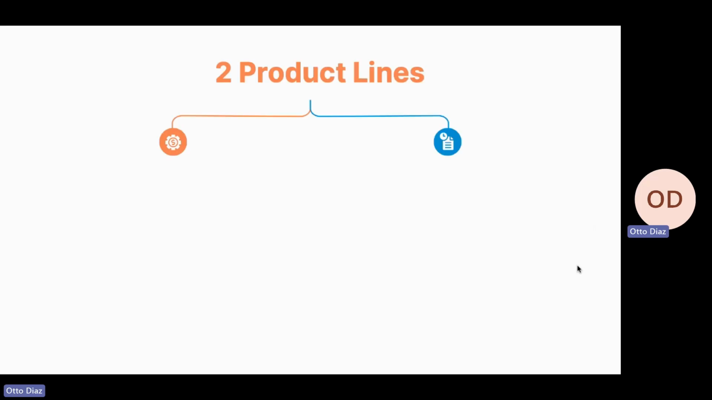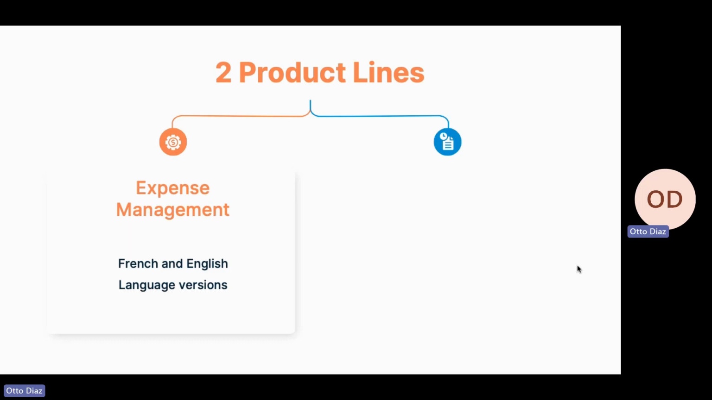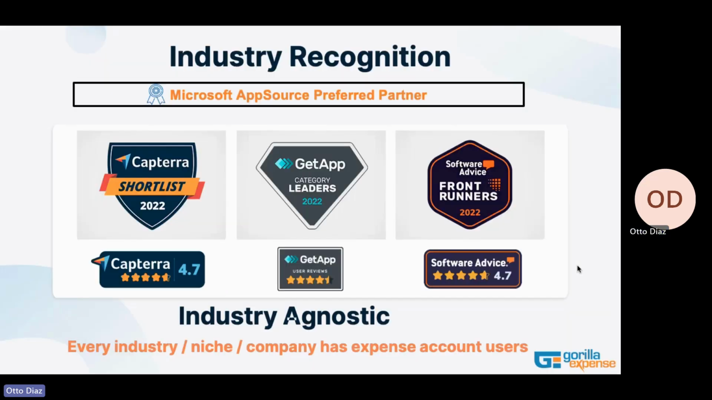The first one being expense management, which we have in English and French language versions. And we also have timesheet management for projects. As for industry recognition, we are a preferred partner with Microsoft AppSource. Gorilla Expense was also selected and sponsored by Microsoft to showcase innovation within our solution at the demo conference in 2014. Since then, we have been growing and are growing still, having a presence across the globe.